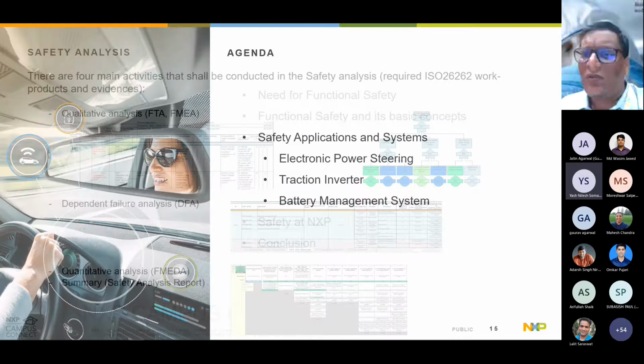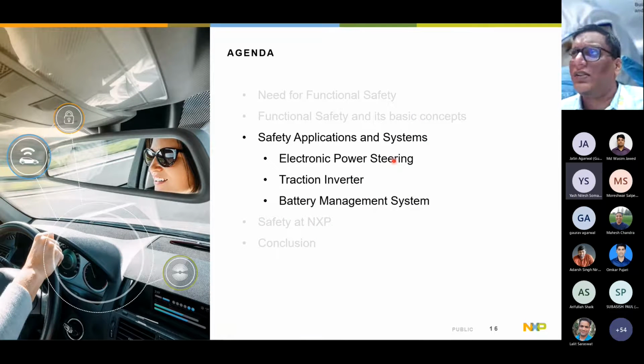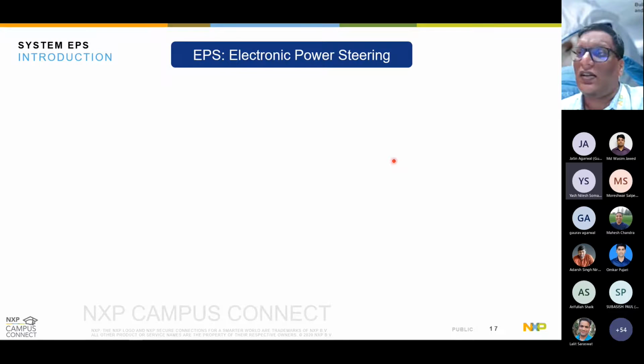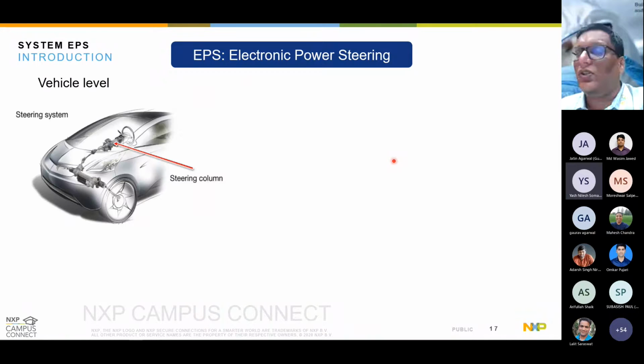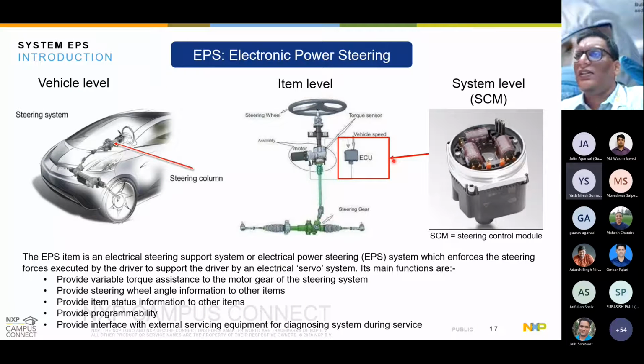Let's now jump to the next interesting part of this training, which is the safety applications and systems. We're running out of time, so we'll cover this a little faster. We'll talk about three different systems and the procedure for developing the safety requirements for each. First, electronic power steering. So what is electronic power steering? It is a system which basically enables or assists the driver to turn the car.